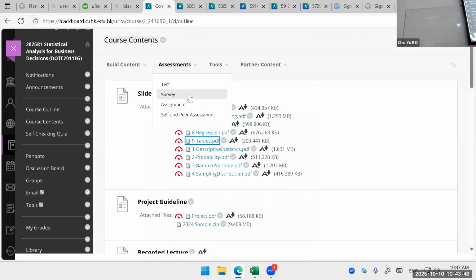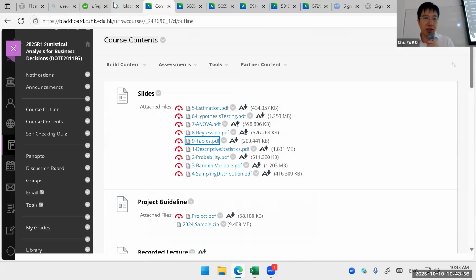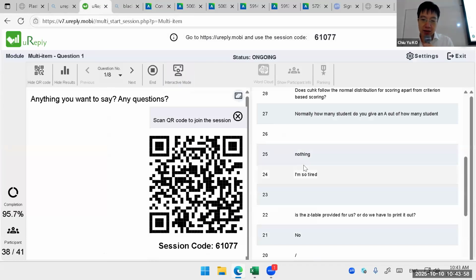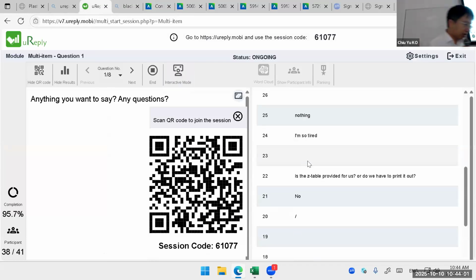As I said, if you don't know the value, just write the Excel function. I think we should give you the credit for that, or almost full credit. If you don't have the Z table, you just give me the Excel function, and we should still give you almost all the credit.